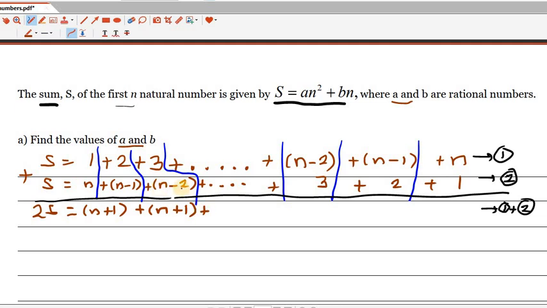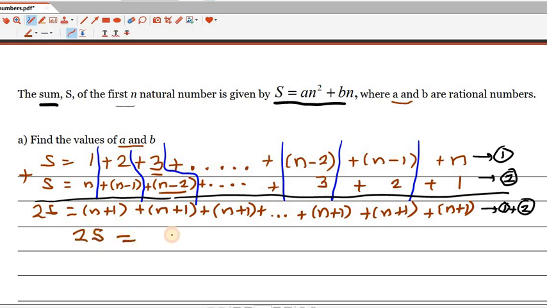What about the third group? This is n minus 2 plus 3, which is also n plus 1. Plus dot dot dot, plus n minus 1 plus 2, which is also n plus 1, plus n plus 1. So now, 2S, how many n plus 1 do you have? Well, you've got n lots of n plus 1. This can be written as n lots of n plus 1.